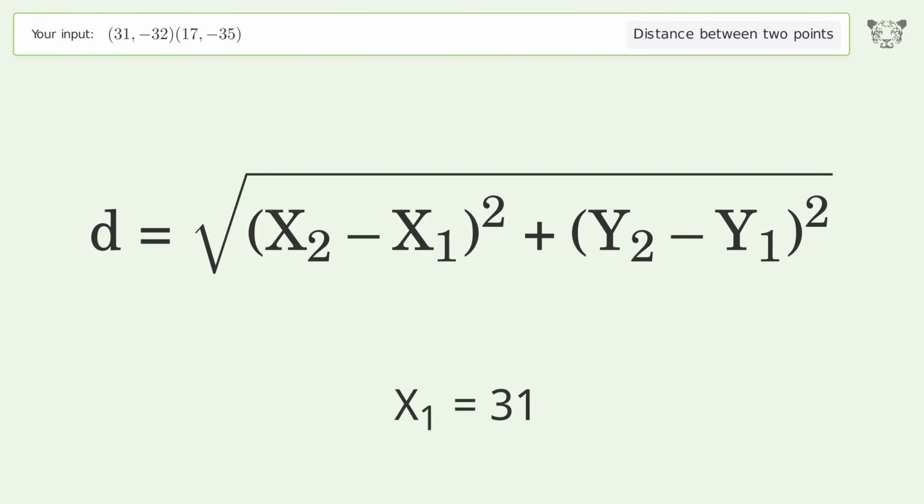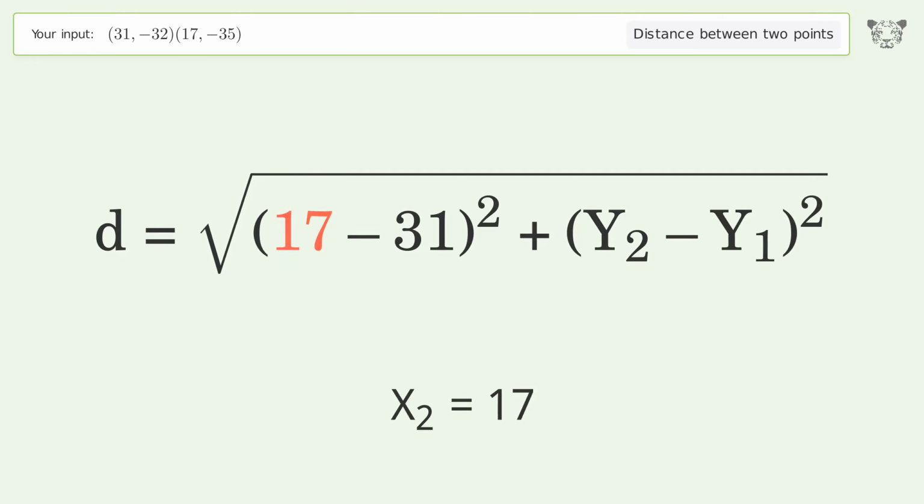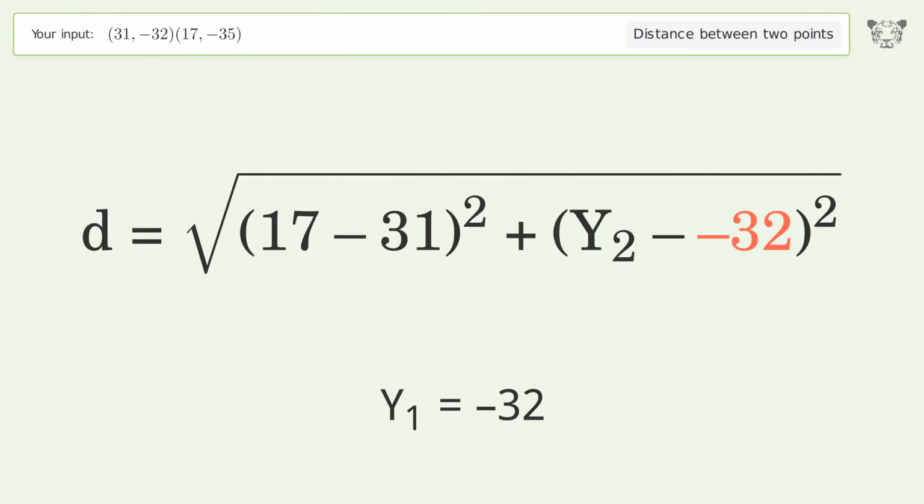x1 equals 31. x2 equals 17. y1 equals negative 32. y2 equals negative 35.